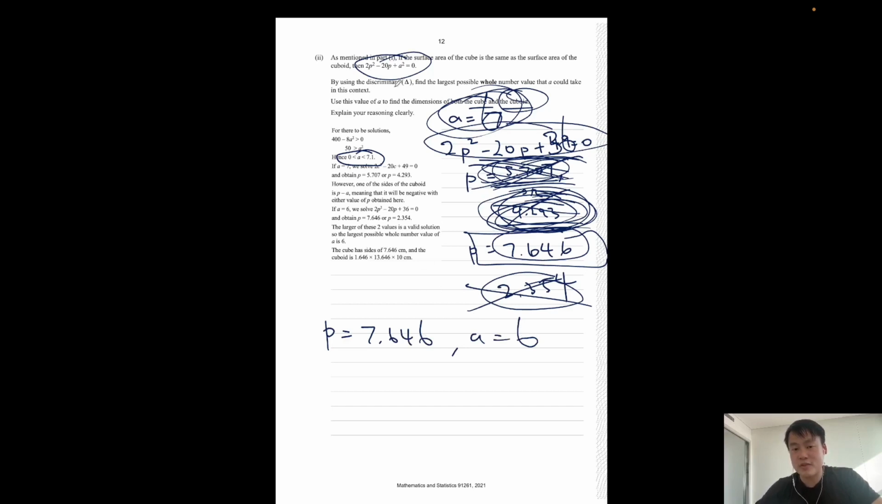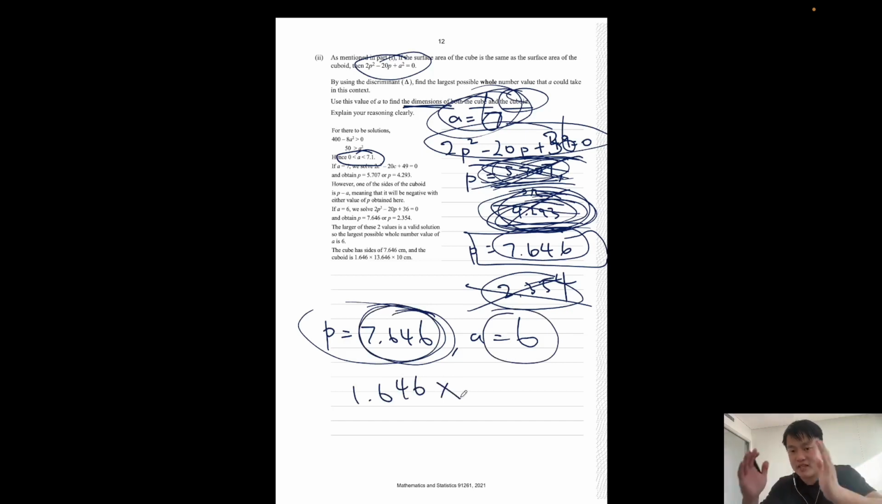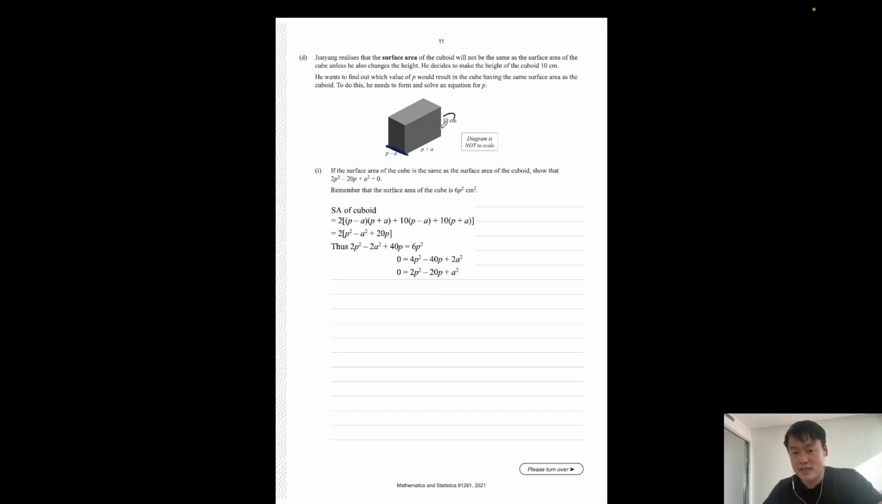So dimensions are what? Remember that the question's asking you to find the dimensions? Dimensions, you're going to give actual numbers. A cube has only one dimension. So you say the cube has sides of 7.646 centimeters, and then you say the cuboid has sides of this minus 6, which is 1.646, by what? You know how to represent the dimensions of a cuboid. It's number times number times number, right? Next one is p plus a, so you just do this plus this, which is 13.646. And the last one is 10.